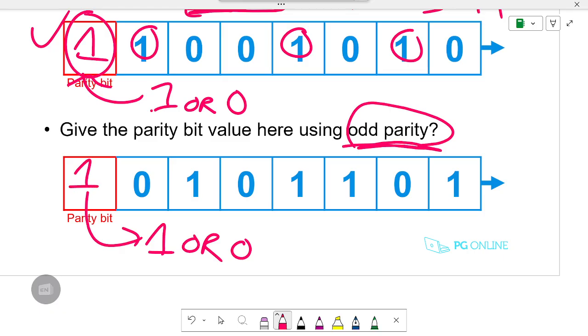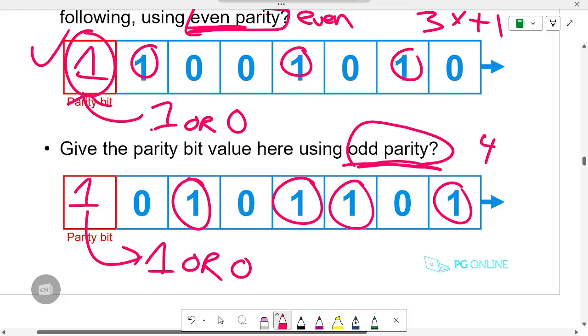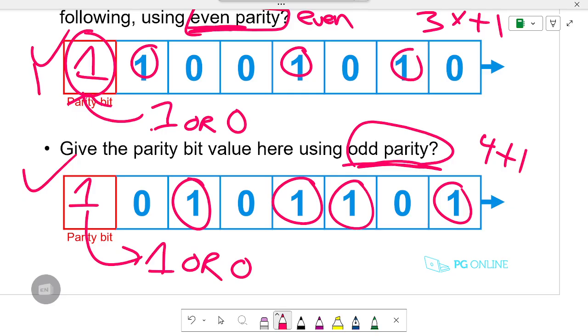Let's have a try. We have 1, 2, 3, 4. This is 4. 4 is not odd, so we have to add a 1 to the parity bit. You're correct. You're both okay. Did you just learn a little bit of a different idea about even and odd parity?